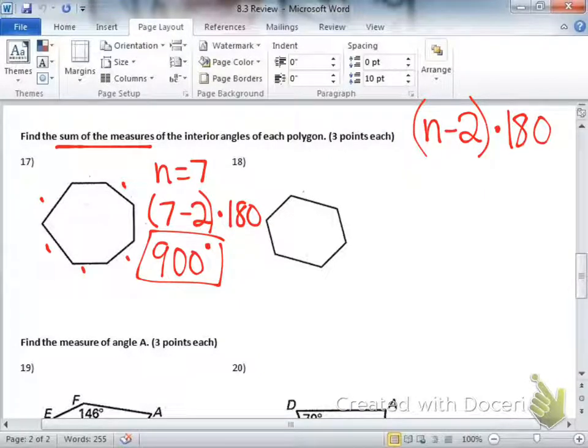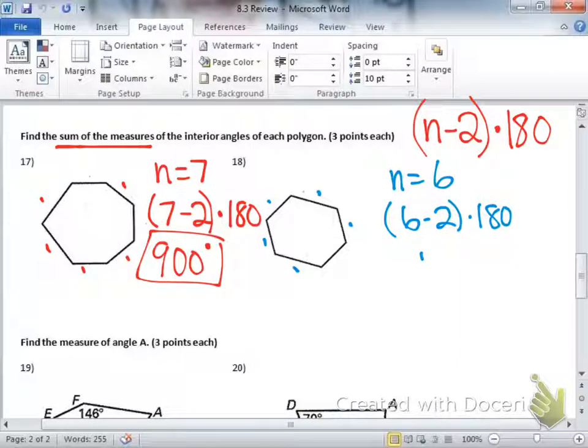Any questions? All right, same thing on the next one. We have 1, 2, 3, 4, 5, 6. So n equals 6. 6 minus 2 times 180 is, yes, you are correct, 720.